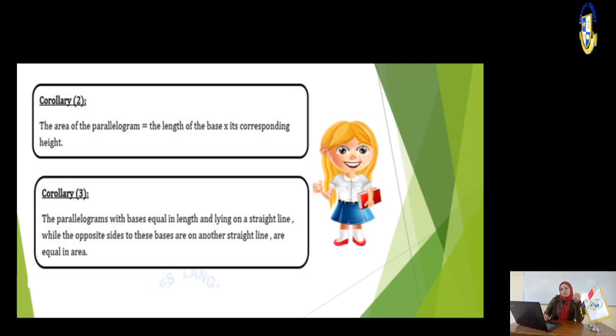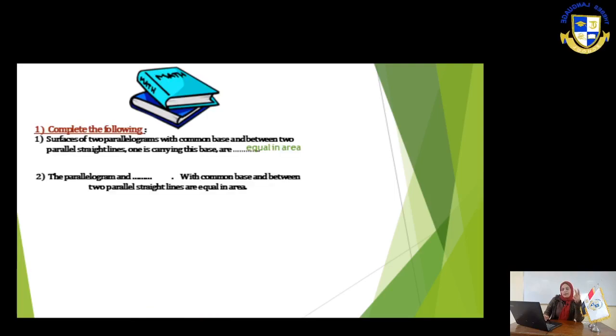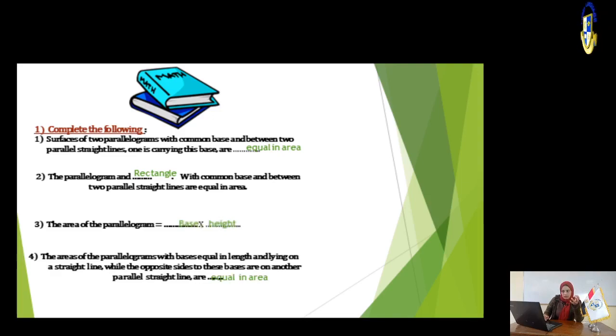Let's move to slide number 4. Complete. Number 1: the surface areas of two parallelograms with common base and between two parallel straight lines, one carrying this base, are equal in area. Number 2: the parallelogram and a rectangle with common base and between two parallel straight lines are equal in area. Number 3: the area of a parallelogram equals base times corresponding height.